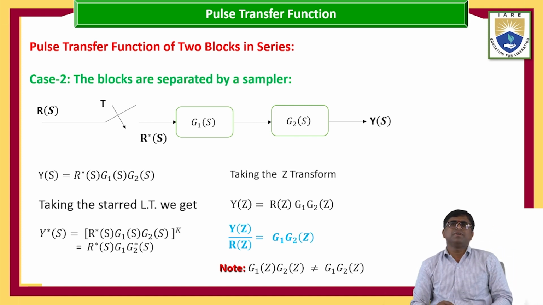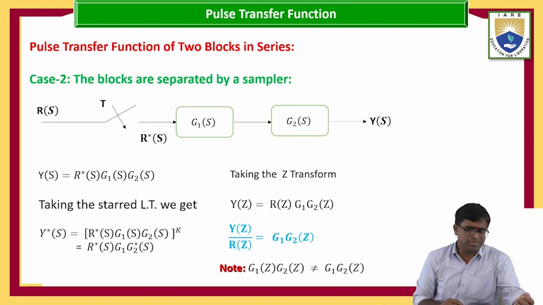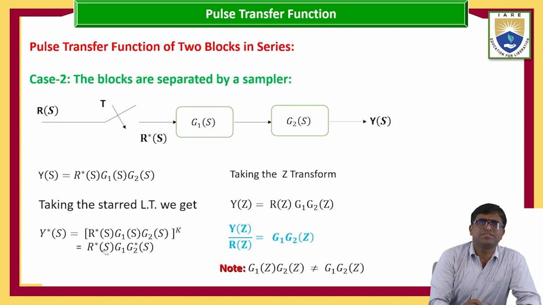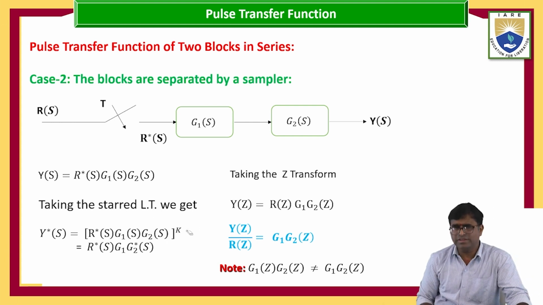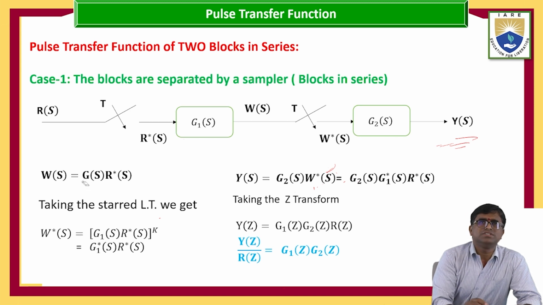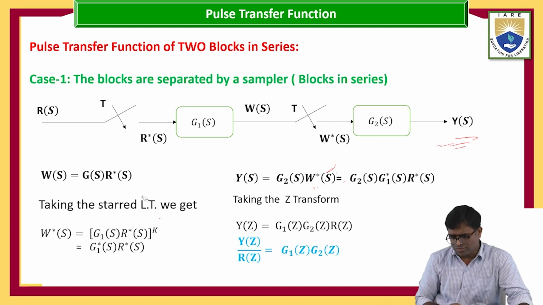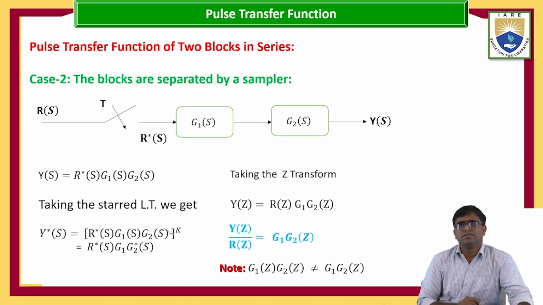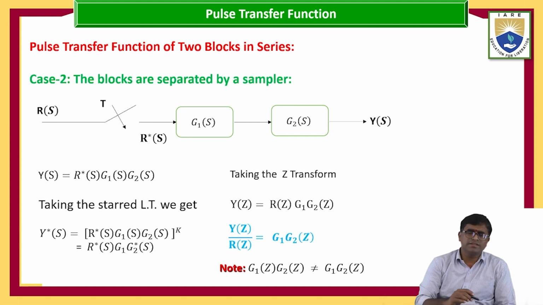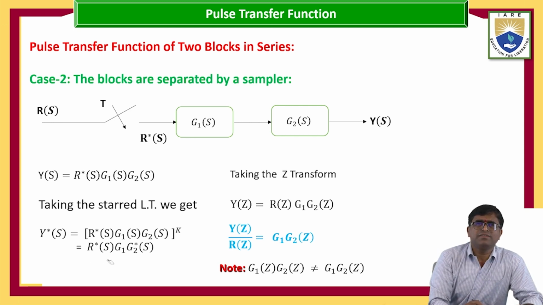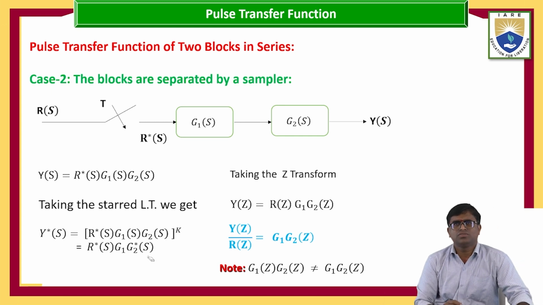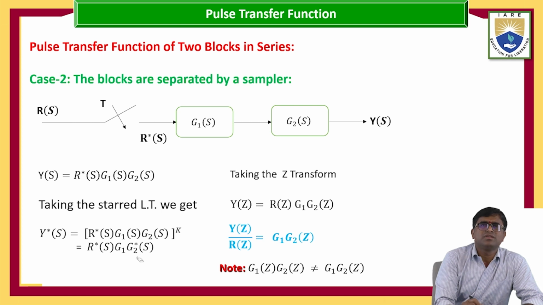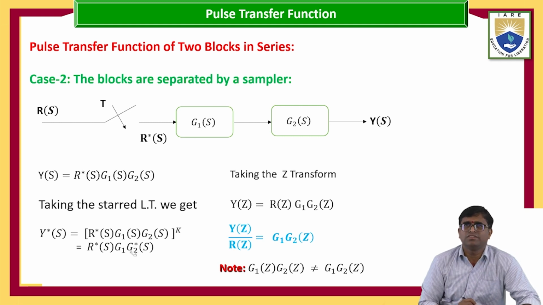Now, similar to the previous section, taking the star Laplace transform, Y star of S equal to R star of S into G1 of S into G2 of S whole power of K. Similarly, see the previous, same. Here, W of S equal to G1 of S into R1 of S whole power of K. So, similarly here also. After this, if it is whole power of K, from the basic properties it is coming to alpha of S into G1 G2 star of S. So, these two forward path blocks are coming as a star function. In that one, G1 is present and G2 is the star function. So, S will be present.